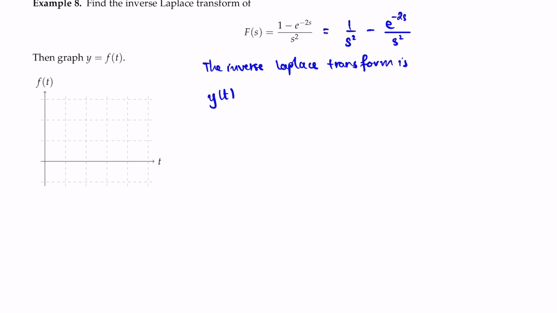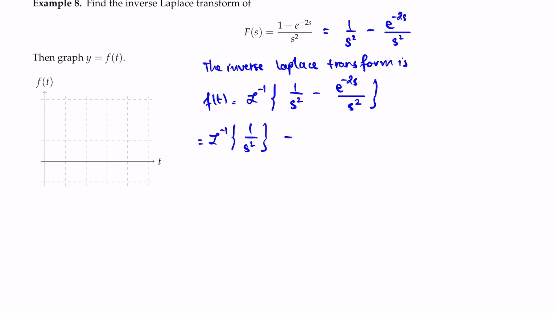So f of t is equal to the inverse Laplace transform of 1 over s squared minus e to the negative 2s over s squared. So inverse Laplace transform of a difference is the difference of inverse Laplace transforms. So you have inverse Laplace transform of 1 over s squared minus inverse Laplace transform of e to the negative 2s times 1 over s squared. I write it like this because it's convenient for me to do the work a little bit later.